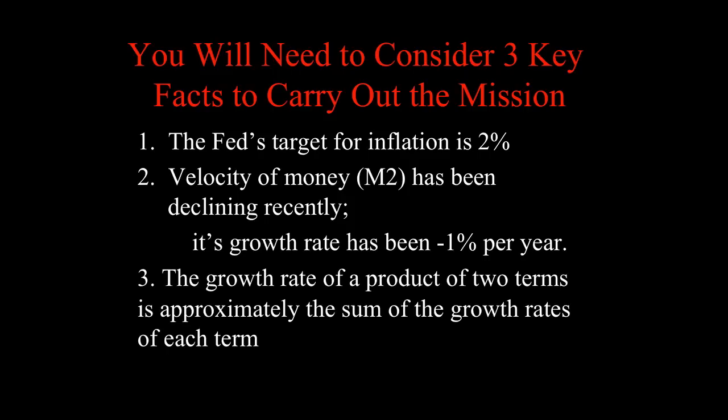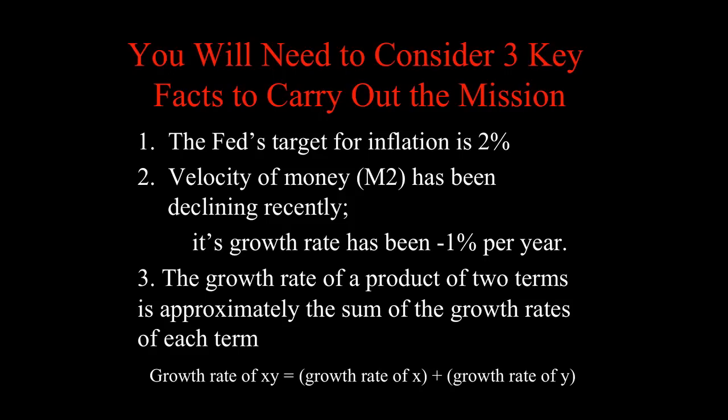The third fact is to keep in mind that the growth rate of a product of 2 terms is approximately the sum of the growth rates of each term. That's going to be an important fact to take into account when you find out and discover the appropriate rate of money growth. In particular, if you have 2 variables, x and y, then the growth rate of the product of x times y is going to equal the growth rate of x plus the growth rate of y, at least approximately. There you have it. Good luck.